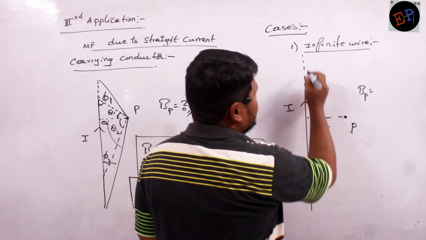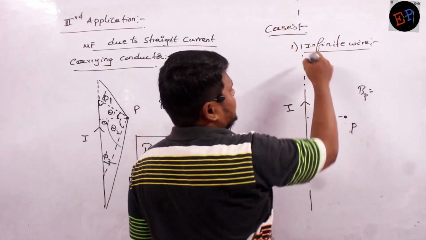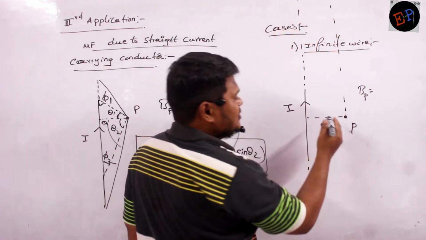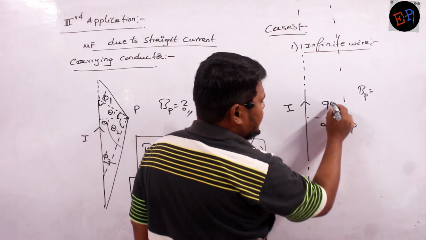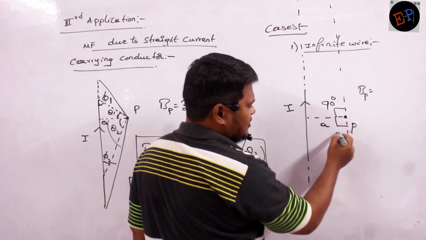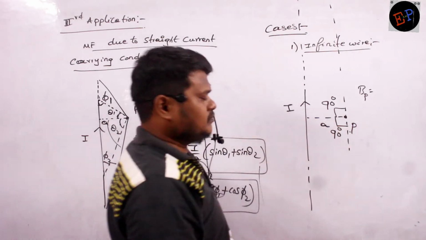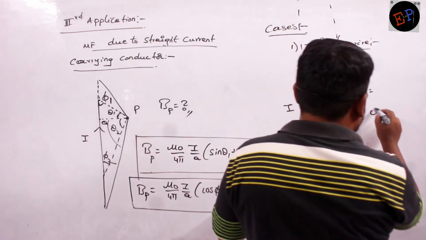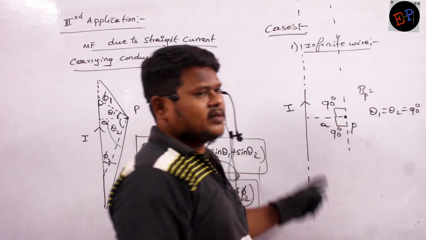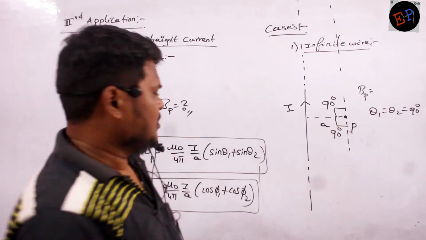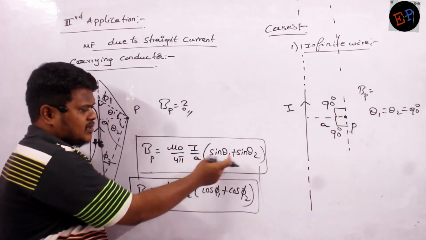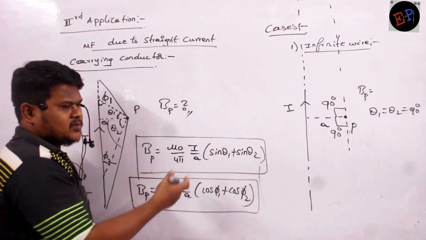So consider the wire is somewhere here. And if you go somewhat like this and join somewhere there, then this angle will become almost 90 degrees. Similarly, this angle also will become how much? 90 degrees. So therefore, theta 1 is equal to theta 2 is equal to 90 degrees, in which condition? If the wire is an infinite wire. So therefore, substitute in this equation: sin 90 is 1, another sin 90 is another 1, 1 plus 1 is 2, that's all.